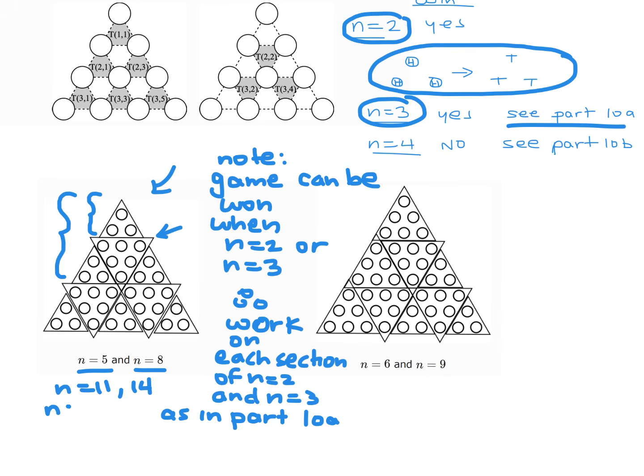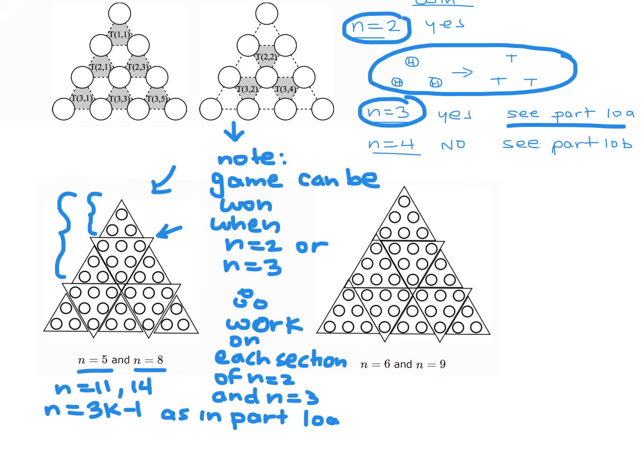So n basically of the form 3k minus 1? Yeah, 3k minus 1. So if n is of the form 3k minus 1, you can win. And this is the explanation why.